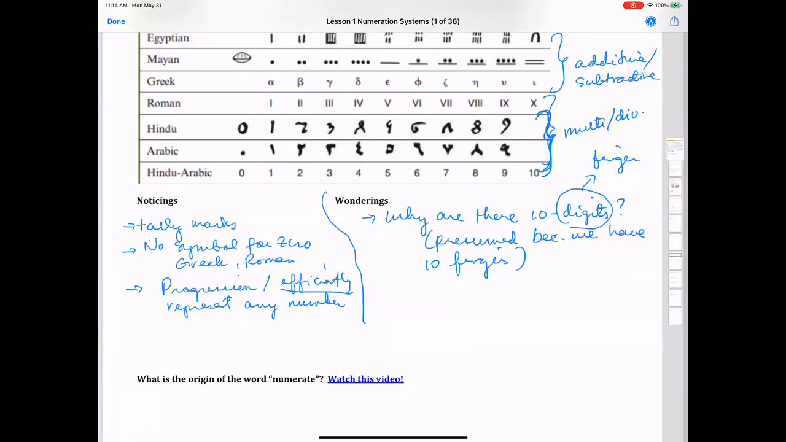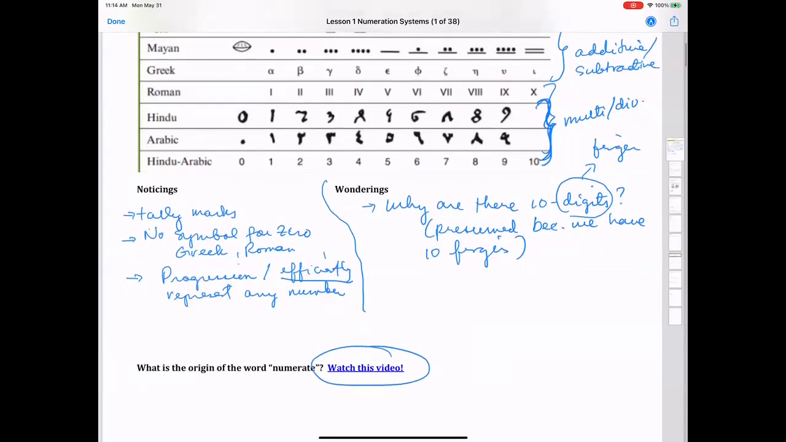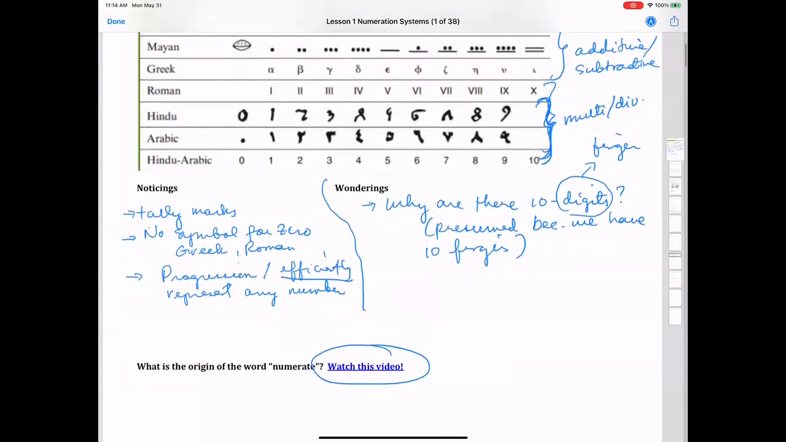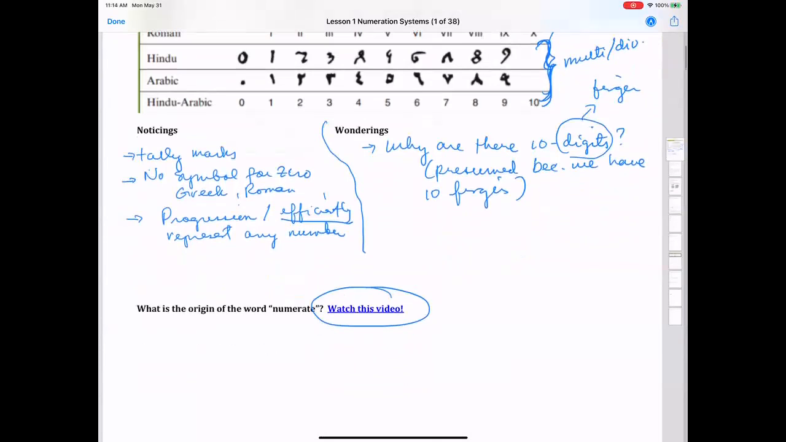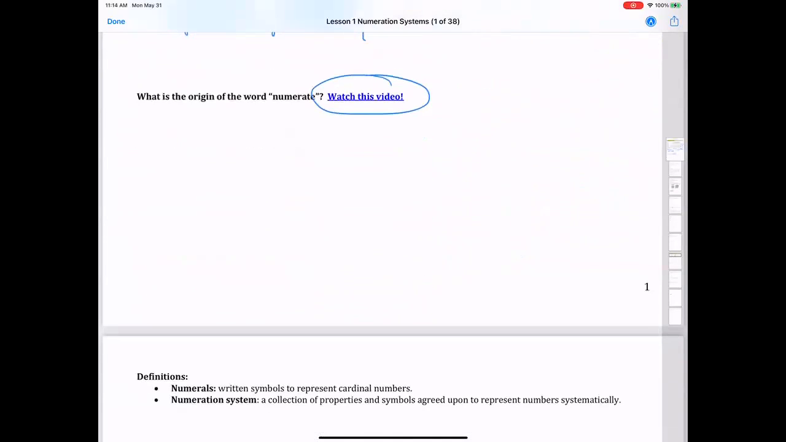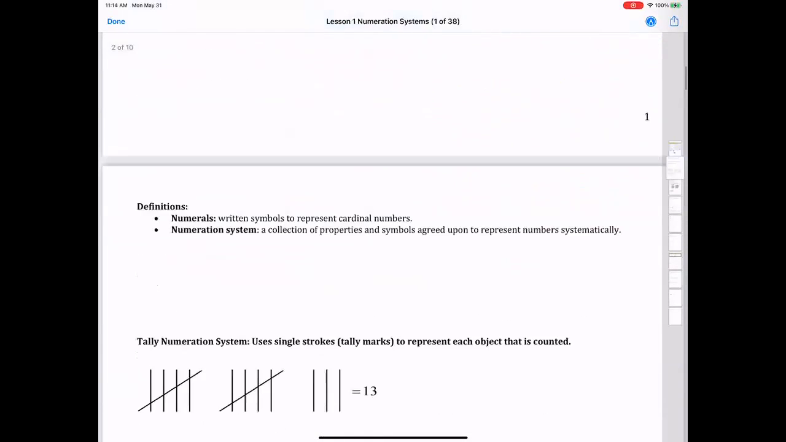Now, I'm going to share with you on Blackboard the doc version of this document, so you could watch the video down here. By clicking the link, you should be able to watch the origin of the word numerate. The word numerate comes from count. So numbers are used to count, okay? But this video gives you more details about this historical development.